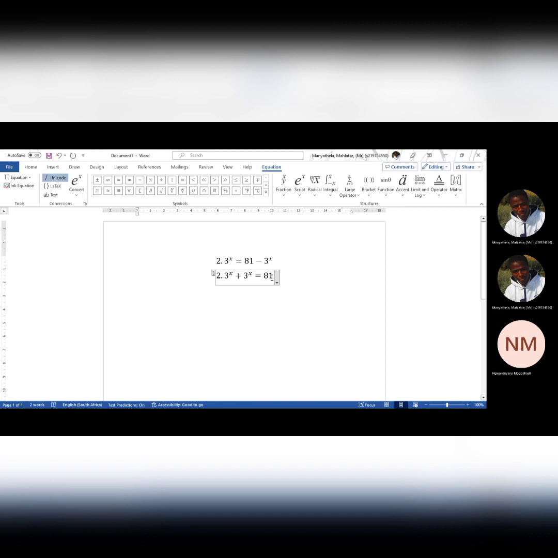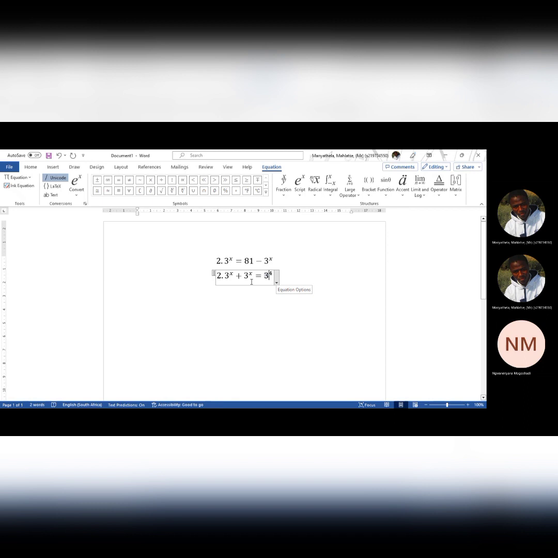So 81 you can write as 3 to the exponent something. 81 is equal to 3 to the exponent what? On a calculator, 3 to the exponent 4. So you write it as 3 to the exponent 4.